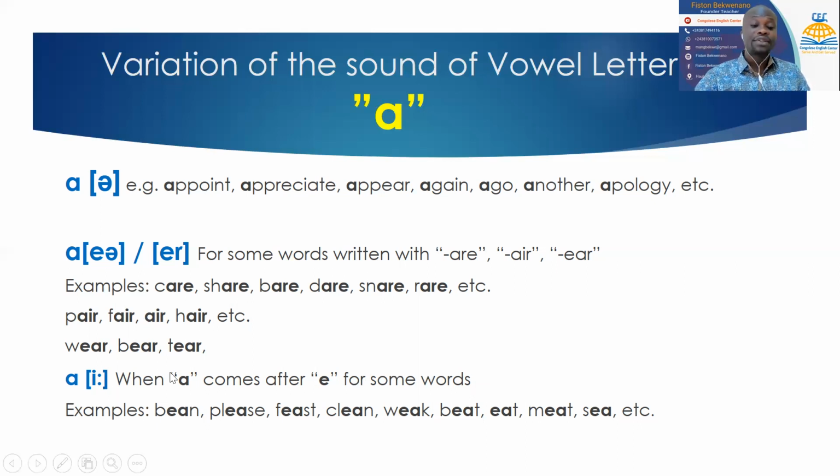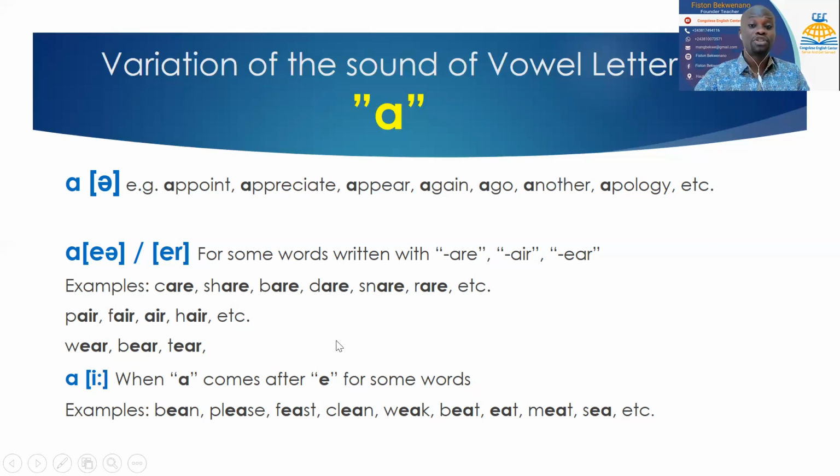And the following one is the case where we have the vowel letter A being pronounced as E, a bit prolonged. Here they say when A comes after E, for some words, you will find that sound of E, the prolonged E. Examples are bean, please, feast, clean, weak, beat, eat, and meat. Maybe see, yeah.